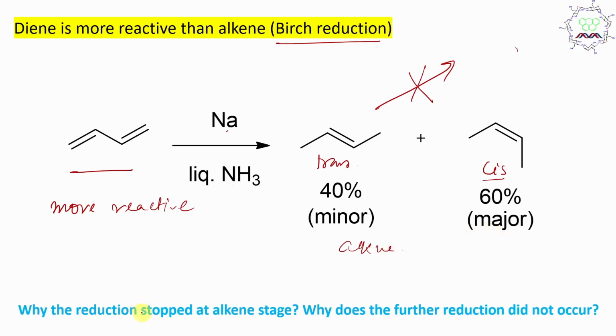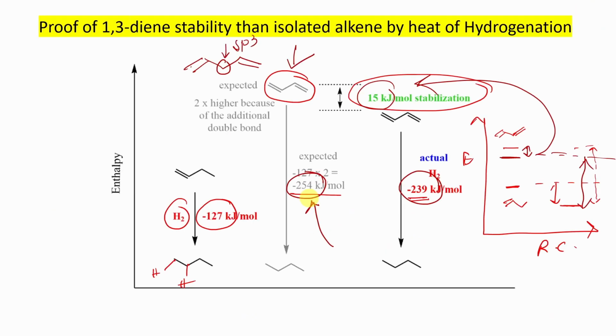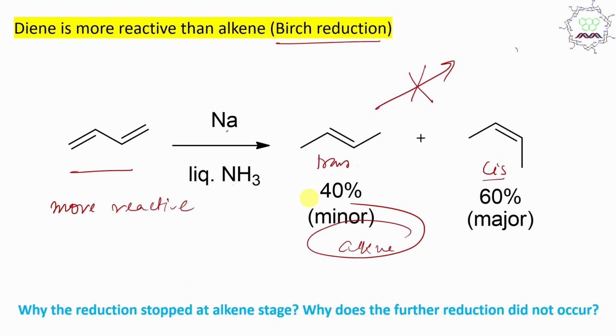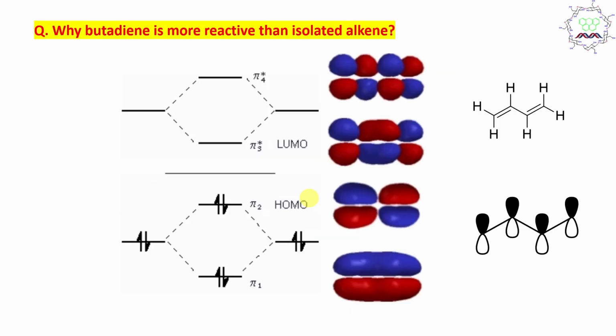Now, the question: why did the reaction stop at the alkene stage? Because alkene is less reactive than butadiene. So isn't it contradictory? Some time before, I told you that because of delocalization butadiene is more stable than alkene, and now I am saying butadiene is more reactive. Why is this? Let's learn the fundamentals from this.